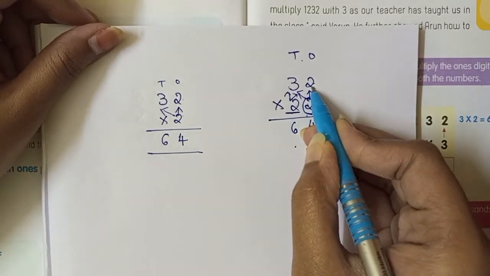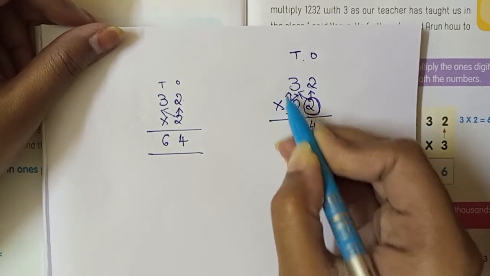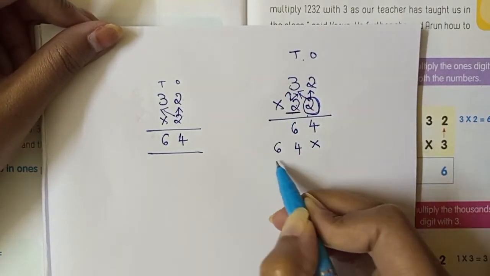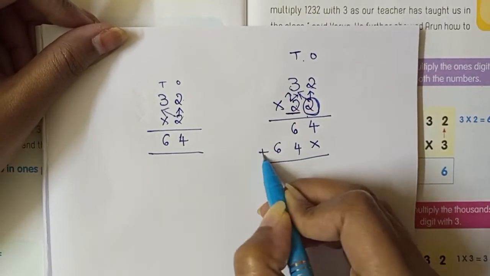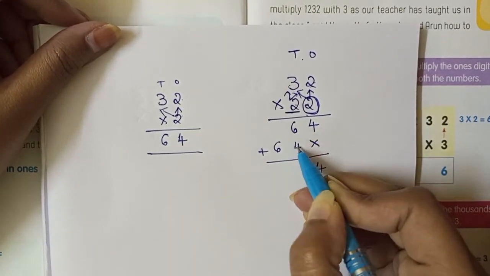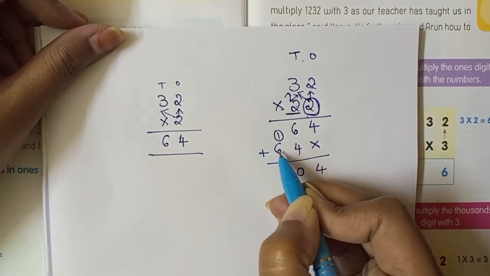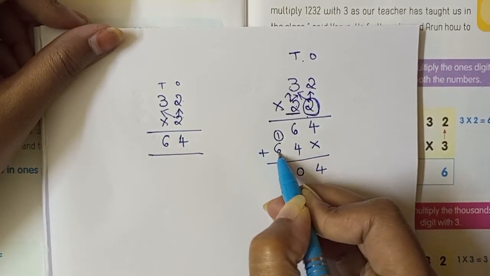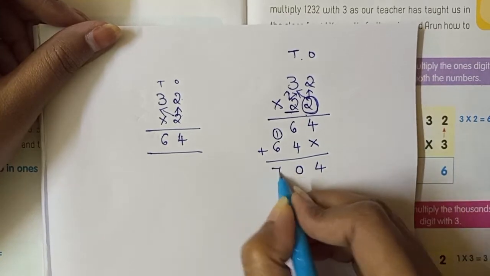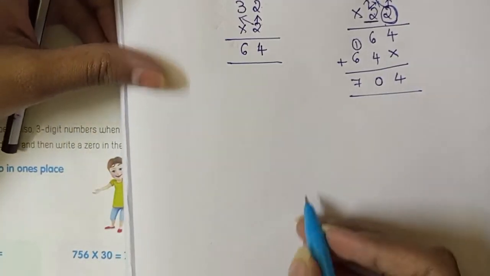2 twos are 4. 2 threes are 6. We have to add now. 4 carry out. 6 plus 4 is 10. 1 carry out. 6 plus 1, or 1 plus 6, it is 7. See another example with double digit into double digit multiplication.